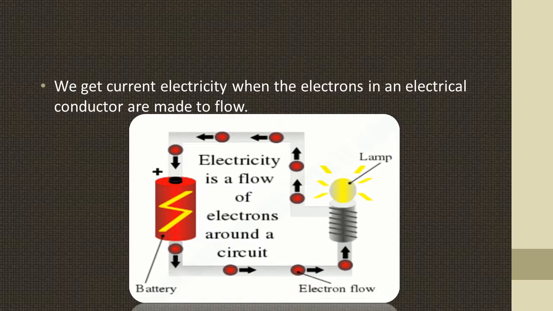Now students, we get current electricity when the electrons in an electrical conductor are made to flow. Now when will we get the electricity? When the electrons move from one end to the other end, that means from the negative to the positive terminal, then we get current electricity in an electrical conductor. Now what is an electrical conductor? It is that which can carry the charges, that is positive and negative. So current electricity is produced due to the flow of electrons.